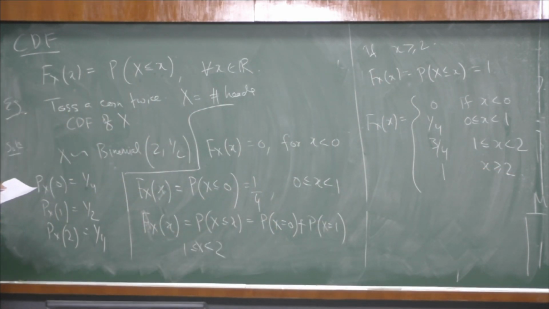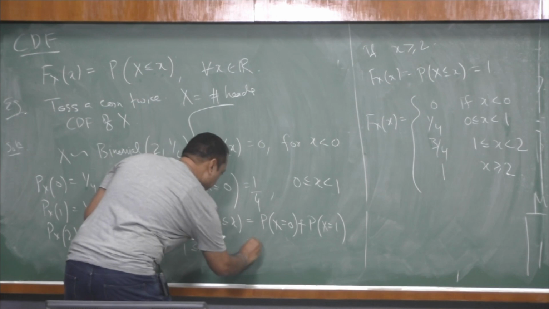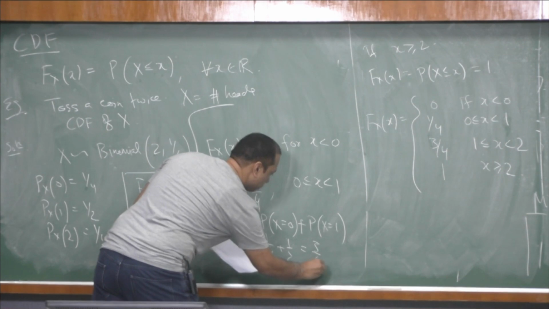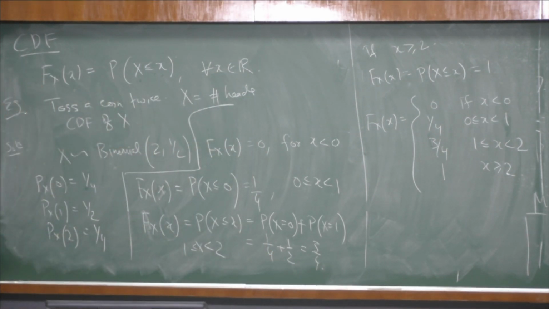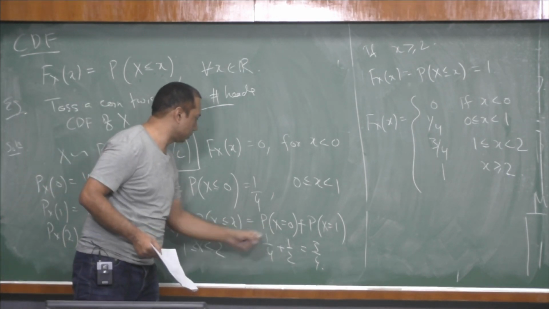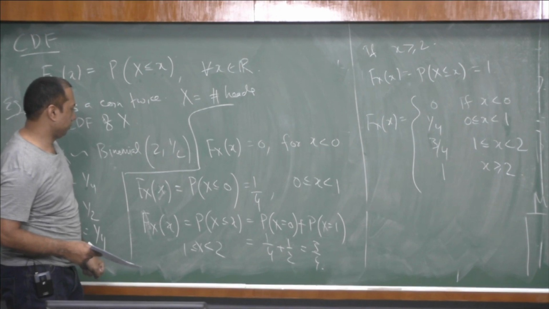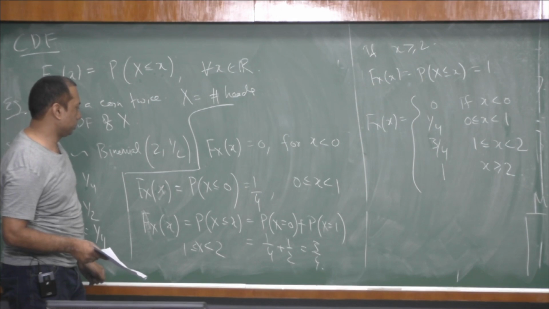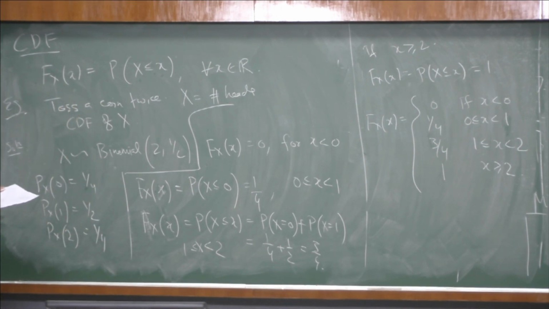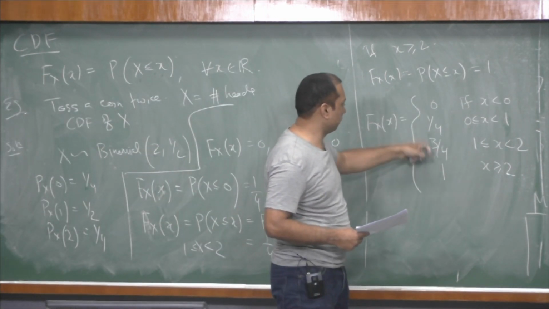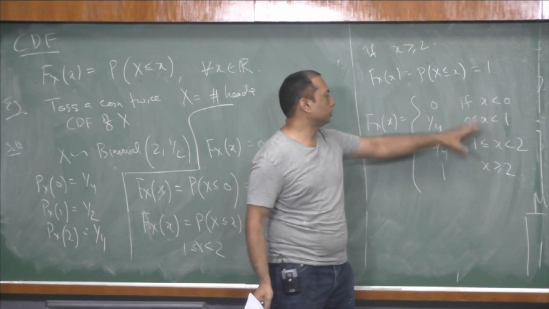For 1 less than or equal to x less than 2, we didn't do this calculation yet. It was 1 by 4 plus half, which is 3 by 4. Because at x equals 1 you had half, and at x equals 0 you have 1 by 4, so it's the sum of these. So we have combined all this here. Now it looks like a function that does not miss out anything. It's defined on all real numbers.